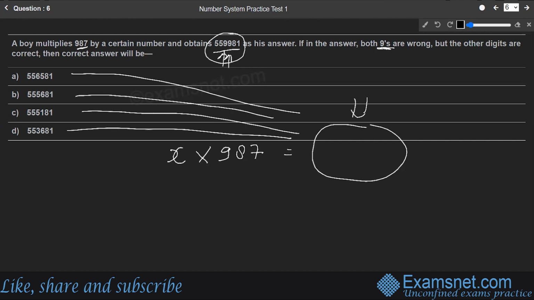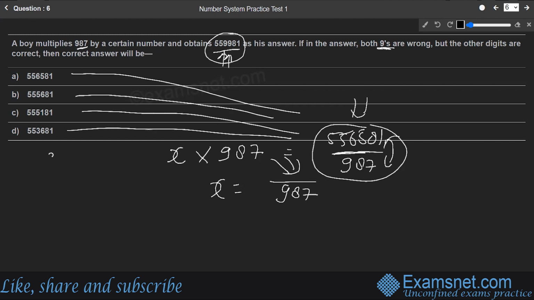We are just supposed to look at 987 first, because we are about to find this particular number. Whatever this number is, the x value should be the available option a, b, c or d divided by 987. So we have to find the factors of 987, because it is very difficult to divide these numbers. Look at the first option, 556581. If we try to divide it by 987, it is going to be very difficult. So we will not completely divide it by 987; rather we will break 987 into its factors.